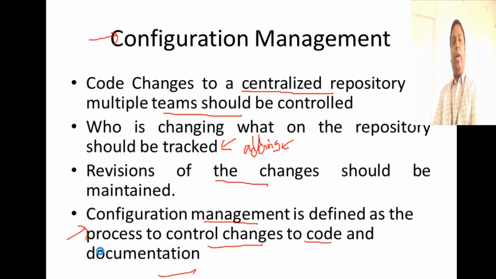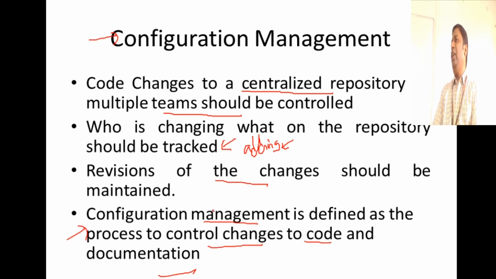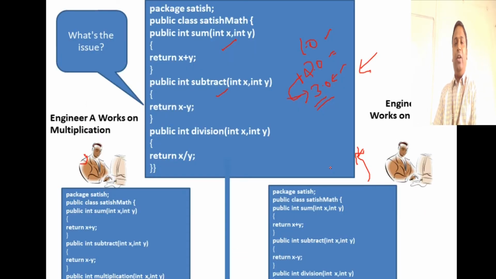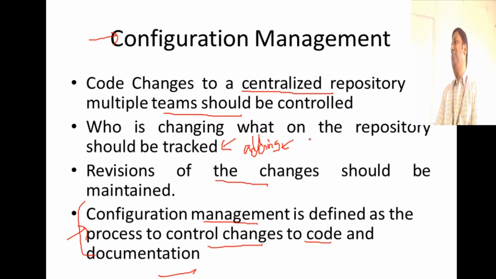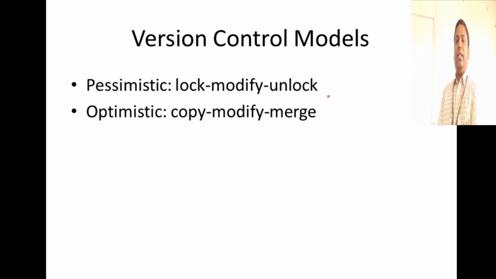So we look at, okay, we know the issues, we know what this process is. And we also looked at this one particular issue, right? One person overwriting the other person's work. How can you prevent this? I'll talk about the changes. Two strategies are there: lock, modify, unlock, and copy, modify, merge.